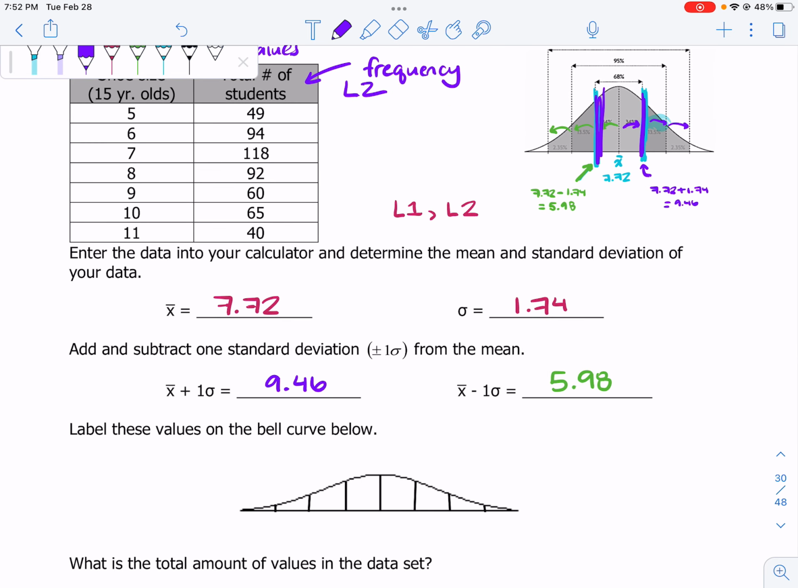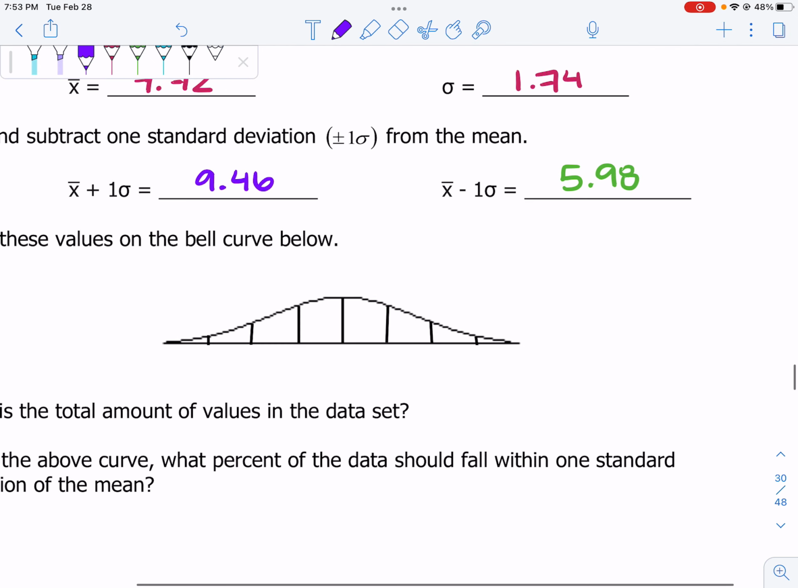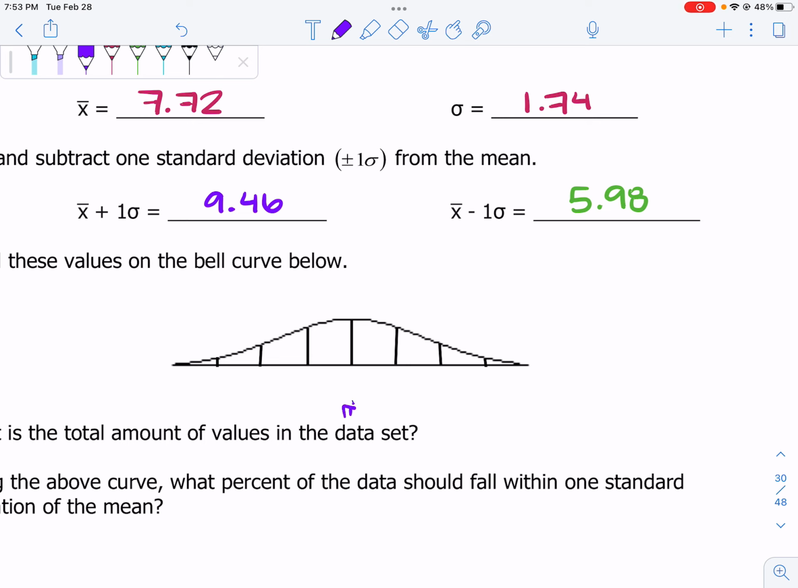The step after that is we are going to label these values on our curve. Our mean goes in the middle. I'm going to label these sideways to make sure that they fit. So I have my mean of 7.72 going smack dab in the middle of that normal distribution curve. One standard deviation below that was 5.98, and one standard deviation above that would be 9.46, just pulling the values that we calculated earlier.